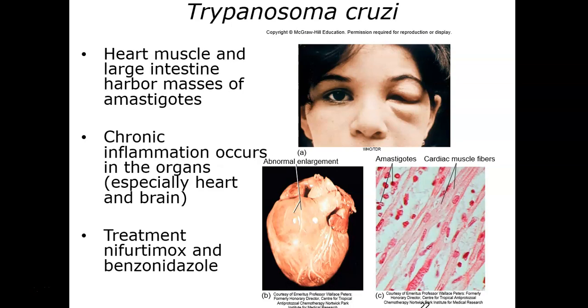You're going to see heart muscle and the large intestine are going to harbor that amastigote form. And remember, the amastigotes are the form that lack the flagella. So because it's in places like the heart, the intestine, and the brain, you're going to get very large inflammation of those key organs.